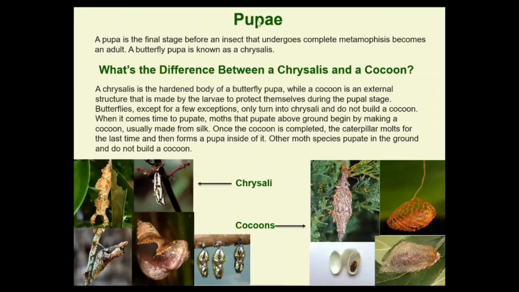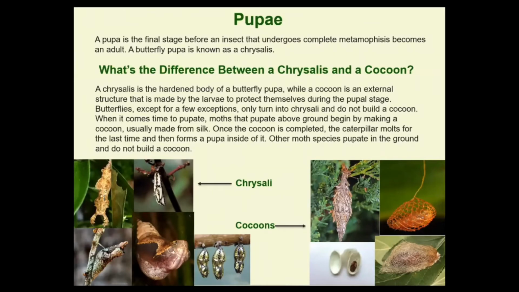So the difference between a chrysalis and a cocoon is that a chrysalis is the hardened body of a butterfly pupa, and a cocoon is an external structure that is made by the larvae to protect themselves during the pupal stage. Butterflies, except for a few of them, only turn into chrysalises and do not build a cocoon.